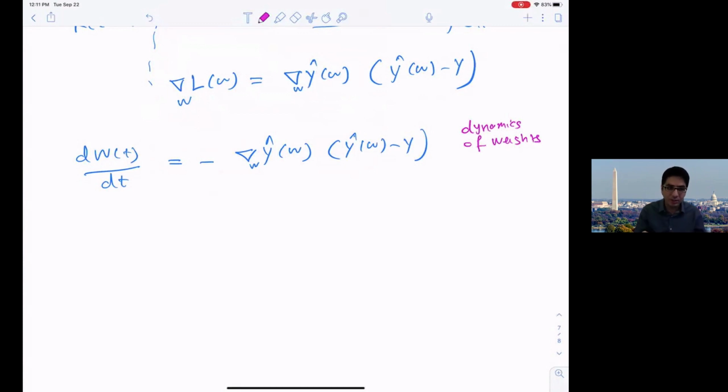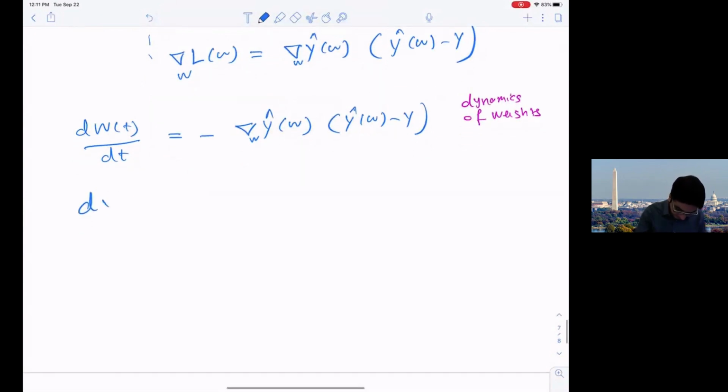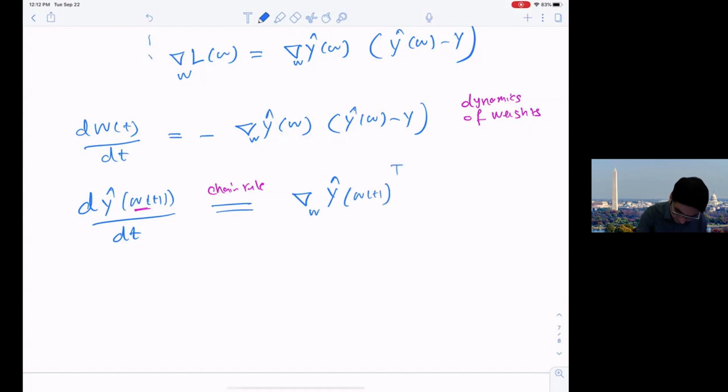I can also look at the dynamics of my output. So how does my output change along the path of my gradient descent? In order to do that, I'm going to look at the derivative of y hat, evaluated at w_t, with respect to time. I want to see how my y hat changes along the trajectory of my gradient descent. So here I'm going to use the chain rule: the gradient of y hat with respect to w times the derivative of my weights with respect to t. This is basically just the chain rule.